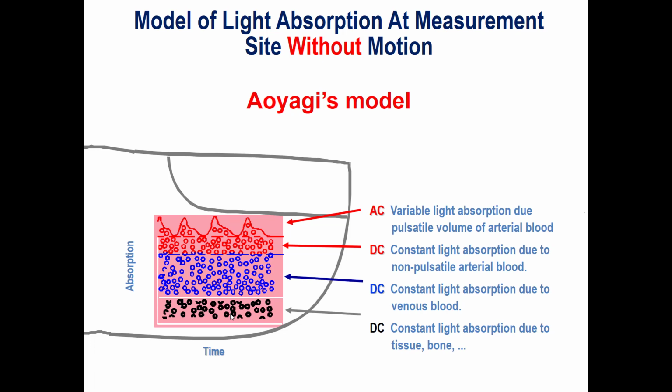However, this model does not take into account the patient movement. This led to an error in the first generation. So this is the real model in case we don't have patient motion.